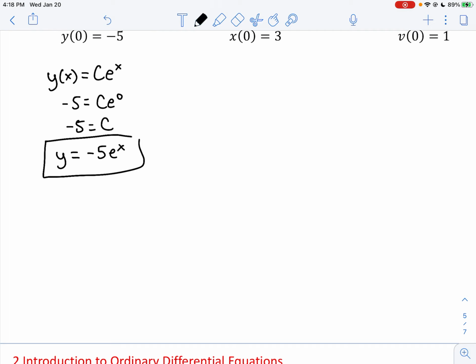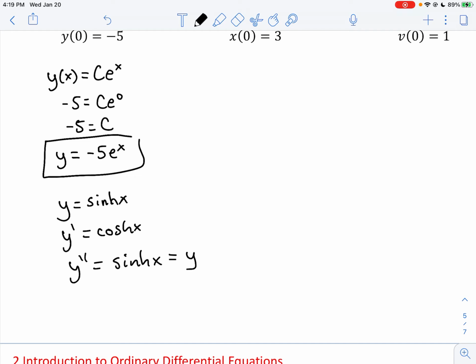So we found one. But c e to the negative x or negative 5 e to the negative x would also work. How about this one? This one also works. Sinh, because y prime takes you to cosh, and y double prime takes you back to sinh, which is what we started with. Right, so sinh is another solution. And then you could do any constant in there as well. That would make it general if you put a constant there in front.